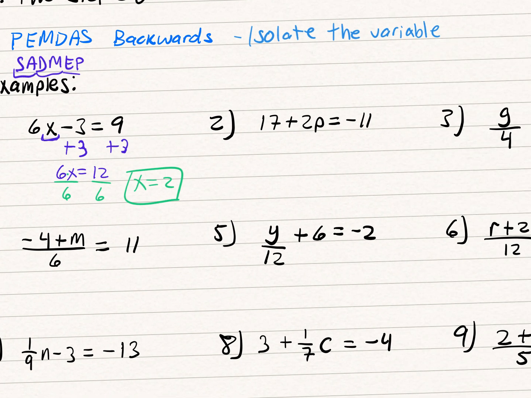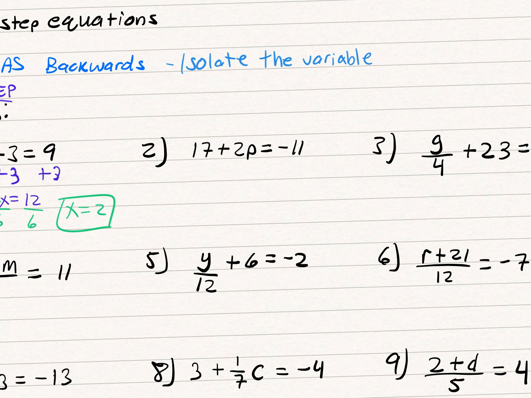All right? And when you look at number 2, 17 plus 2p equals negative 11. P is our variable here that we want to isolate. So we want to do order of operations backwards, PEMDAS backwards. Any addition or subtraction, there should be a 17. So to get rid of that 17, that positive 17, we want to subtract 17.